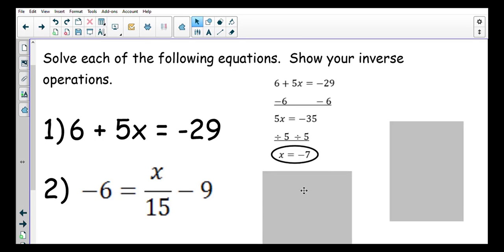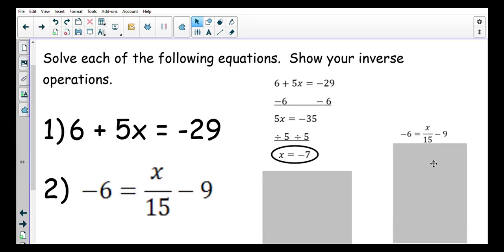All right, number 2. So the last thing that we're doing to the variable x is subtracting 9. Let's undo that first. Add 9 to both sides. Negative 6 plus 9 is 3, so we have 3 equals x over 15.